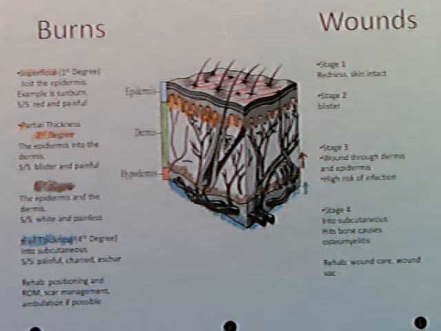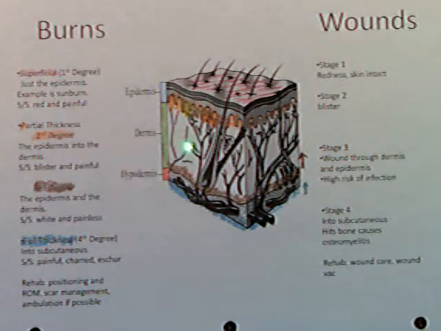This video is to discuss the different layers of skin and how burns and wounds might be classified. So the first thing that we are going to do is talk about the different layers of the skin. There are three layers that we'll primarily be discussing, and the first is the epidermis, which is the most superficial layer of the skin.